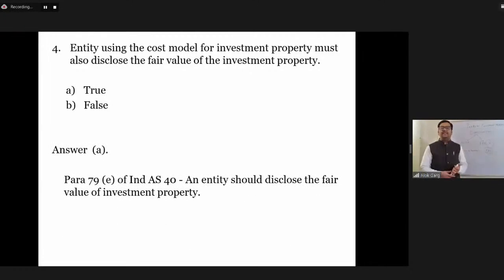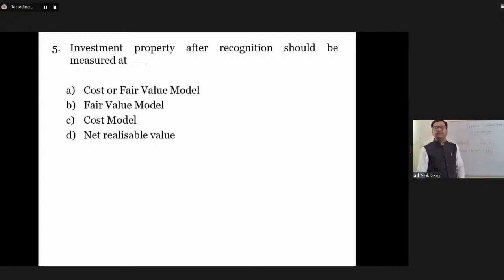Para 79 says that an entity should disclose the fair value of investment property. Question number 5. Investment property after recognition should be measured at cost or fair value model, cost model, or net realizable value. What is the right answer of question number 5? Yes, the right answer is cost model.